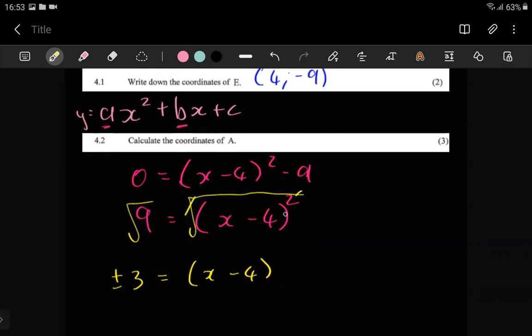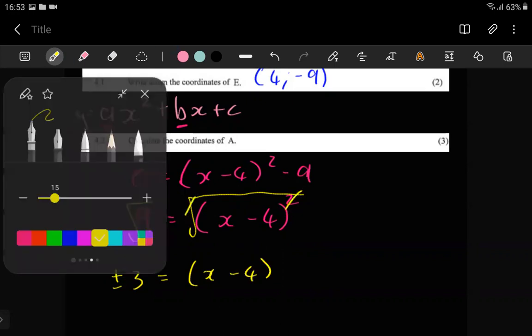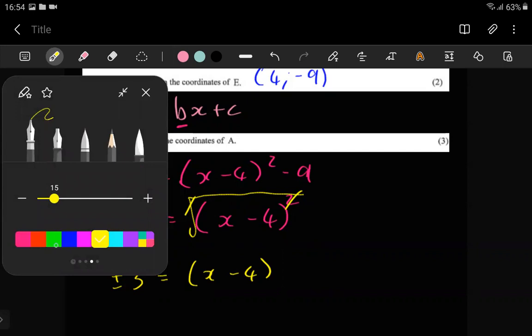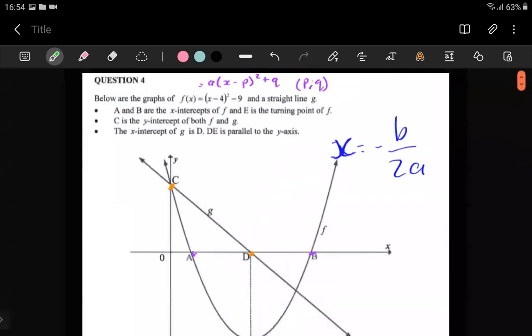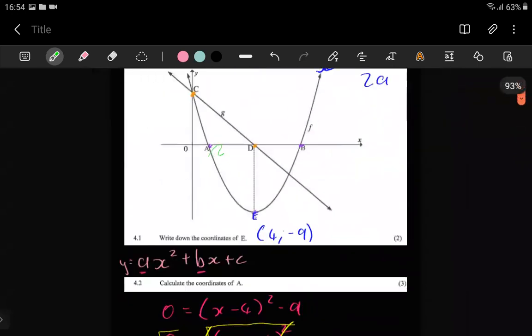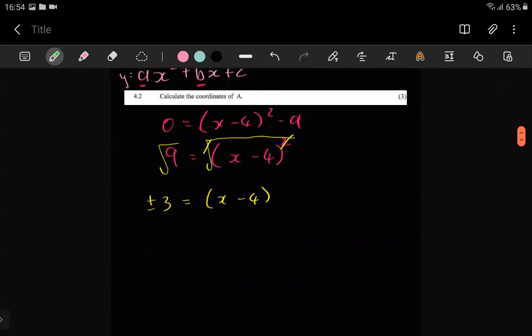So us writing the plus or minus, this is where our two different answers come from. Because if you don't put the plus or minus, you're only going to end up with one answer, which is clearly wrong, because you have two x-intercepts. For the first answer, we can just use the positive one: x minus 4 goes over, it's 3 plus 4, and then this is a 7.